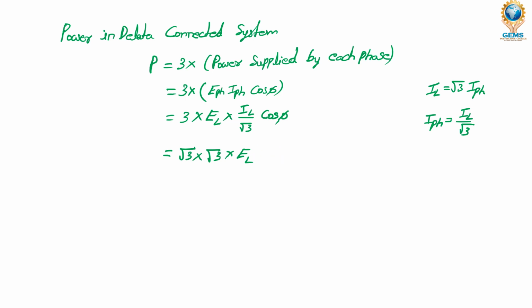Okay, let me write clearly. IL by root 3 into cos phi. Here we have root 3 EL into IL into cos phi. This is the power formula.